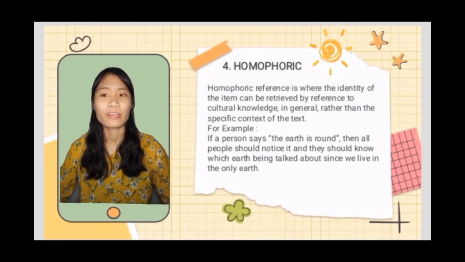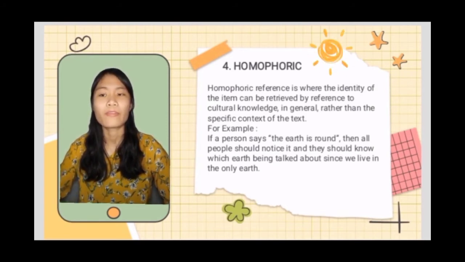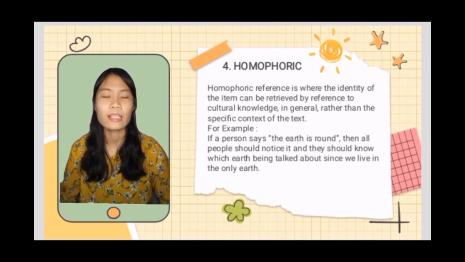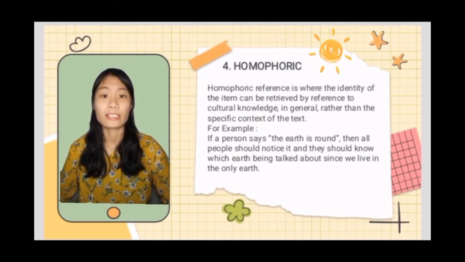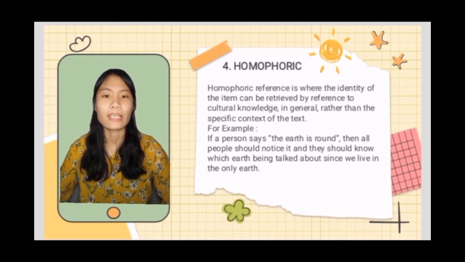And the last is Homophoric reference. Homophoric reference is where the identifier of the item can be retrieved by reference to cultural knowledge in general rather than the specific context of the text. For example, if a person says, the earth is round, then all people should notice it, and they should know which earth is being talked about since we live on the only earth.